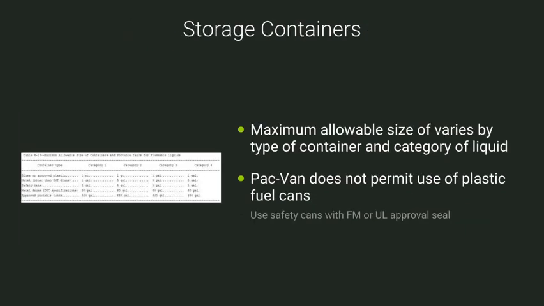Only approved containers and portable tanks should be used for the storage of flammable liquids. Whenever possible, flammable liquid should be stored in the original manufacturer's container. If the flammable liquid must be transferred to another container, consult the attached chart that indicates the maximum allowable storage size of different types of containers. Also note that Pac-Van does not permit the use of plastic fuel cans. All fuel cans should be metal safety cans with a Factory Mutual or Underwriters Laboratories seal of approval.